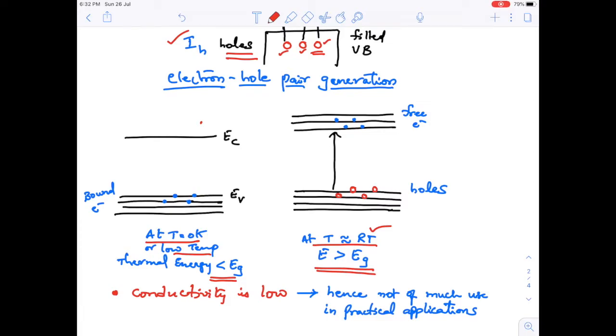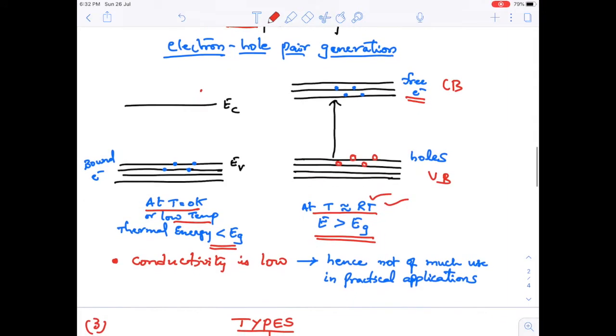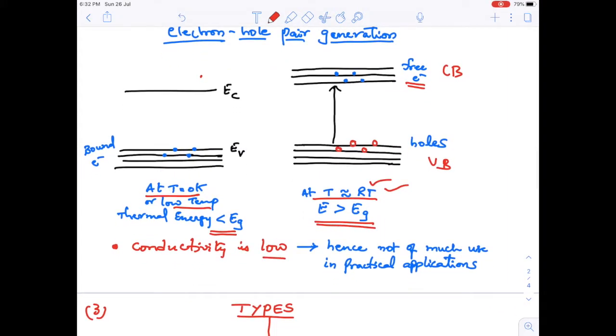Breaking up of covalent bonds takes place, and they are able to cross this gap because they acquired enough energy and reach the conduction band. So, this is your conduction band and this is your valence band. They reach the conduction band and are now made available, free for conduction. Therefore, conductivity increases due to the increase in temperature to almost near room temperature, but this conductivity is comparatively low.